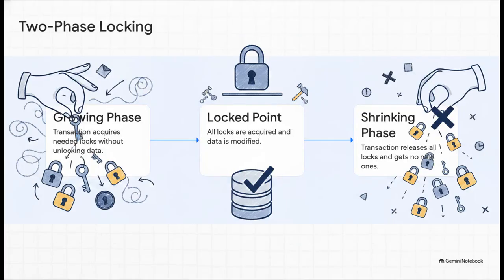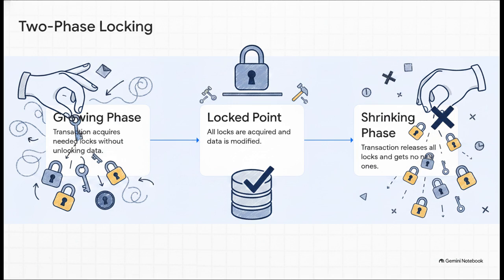The architectural solution to guarantee what we call serializability, meaning concurrent transactions yield the exact same result as if they were executed one after the other, is the two-phase locking protocol, or 2PL. Let's see how this builds. First, in the growing phase, a transaction gathers all the locks it needs without unlocking anything. Once it has them all, it hits the locked point, and only then is the data actually modified. Finally, in the shrinking phase, it releases the locks and it cannot ask for any new ones.